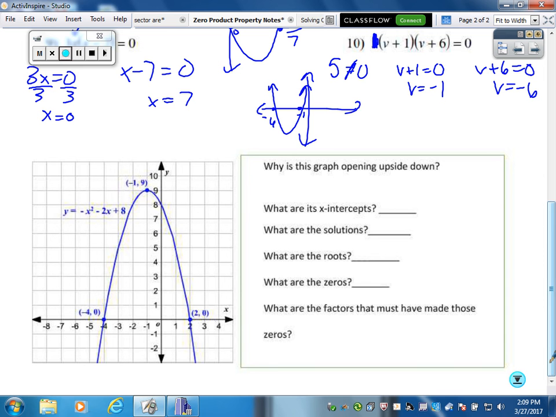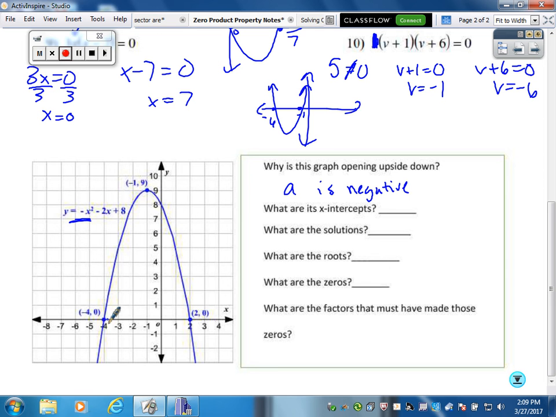All right, I have one more thing to pose to you here, and it is this upside down graph. So why is it opening upside down? And the reason is because A is negative. So this is something that can really help you out with multiple choice, eliminating answers. What are its x-intercepts?